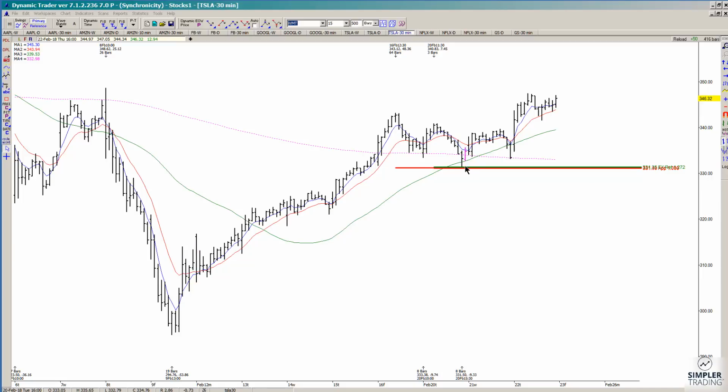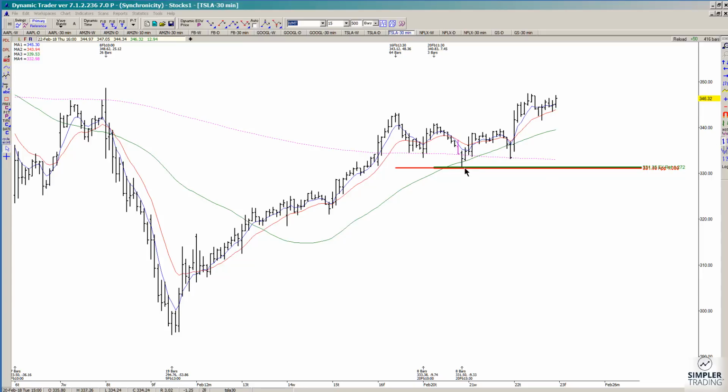We ended up testing and holding that area initially, and then when it pulled back yesterday, it looked like it wasn't going to follow through. But ultimately, if you define your risk underneath these symmetrical projections, that will save you more often than not.